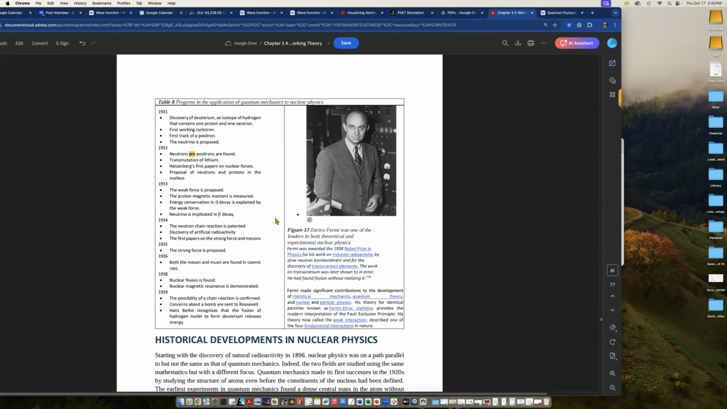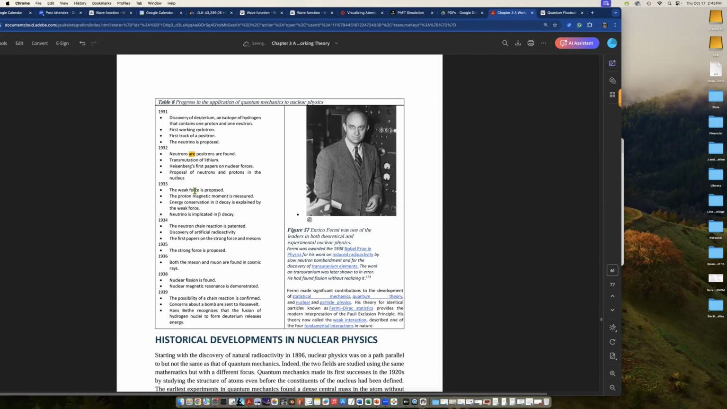And Heisenberg got involved in nuclear physics. He had already had the success of developing a version of quantum mechanics as well as the uncertainty principle. But once he looked into the nucleus, he produced some insights that led to the proposal that neutrons and protons, which were already known, are in the nucleus.